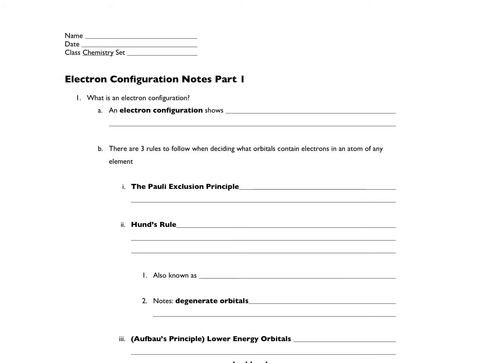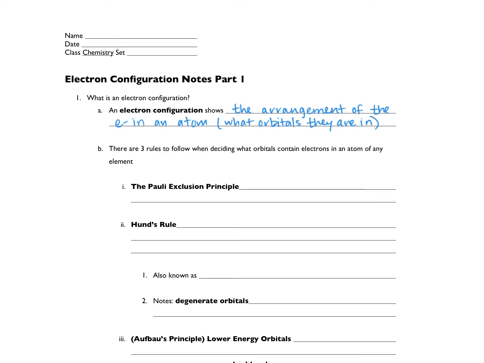Remember, Bohr said they were on rings, which he called orbits. Schrodinger says that the electrons are in orbitals, which are areas where there's a high probability of finding the electron. It's a little confusing, but we're going to be able to use the periodic table as a cheat sheet to figure out where all of those electrons are for any given atom. Let's start here on the first page.